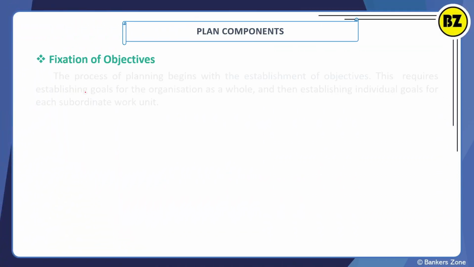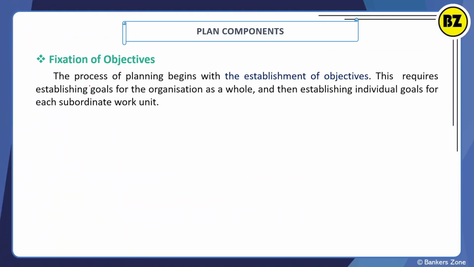Now, fixation of objective is very simple; it means you have to fix your goals. The process of planning begins with the establishment of the objective. This requires establishing goals for the organization as a whole, and then establishing individual goals for each subordinate work unit. So you should first have a goal for the organization. What is the goal of your organization? Then you have to set the goal at the individual level. This is simply the fixation of the objective.